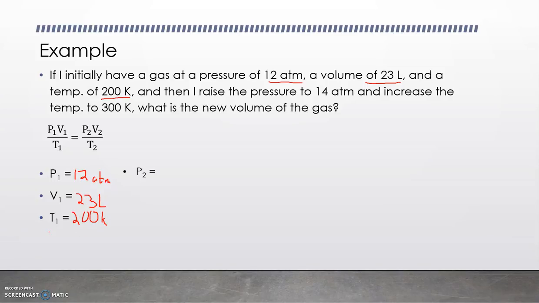So we also need our pressure after we change our system. So we change colors. Our pressure 2, or P2, is right here at 14 atm.